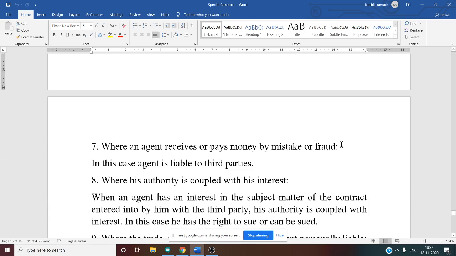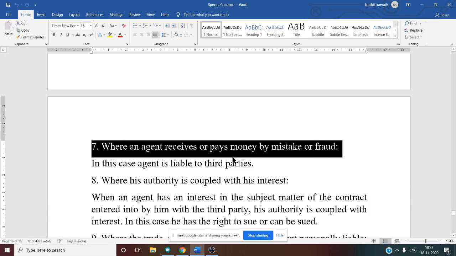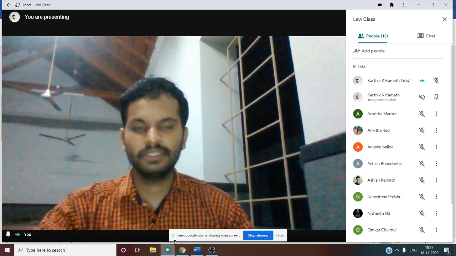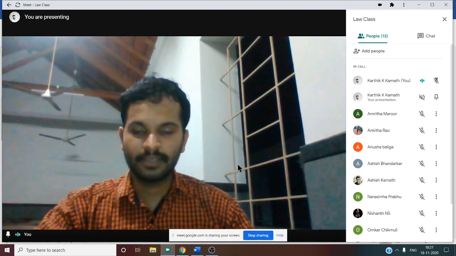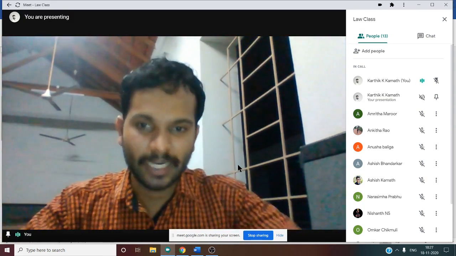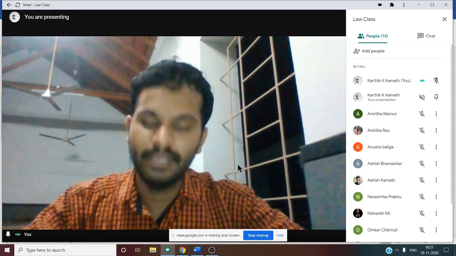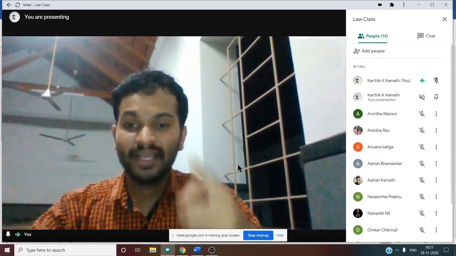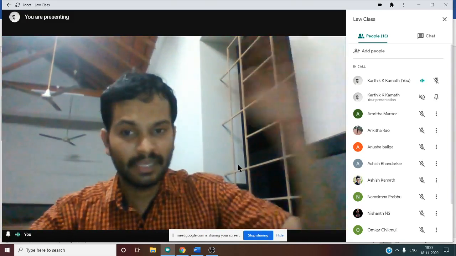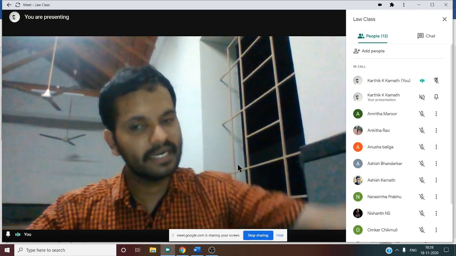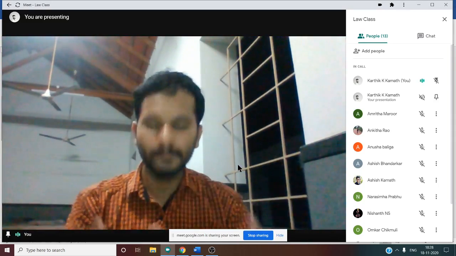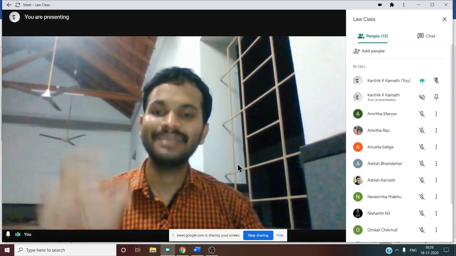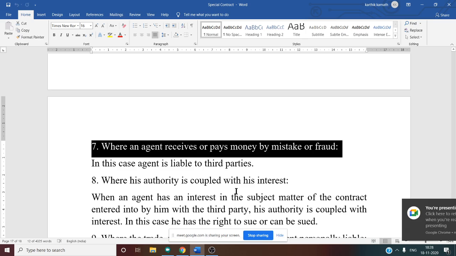Now, the seventh one: where an agent receives or pays money by mistake or fraud. This is very simple. Mistake and fraud, you know, are avoidable. Suppose he receives money from someone else by mistake. In that case, of course, the agent has to return that money, isn't it? Because he has received the money by mistake. In the case of fraud also, either he has done some fraud or the other party has done some fraud. In that case also, there will be some legal proceeding, after that the money will be returned. So in that case, the agent is liable. That is about the seventh one.